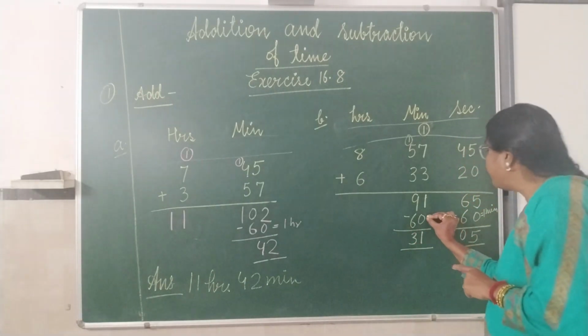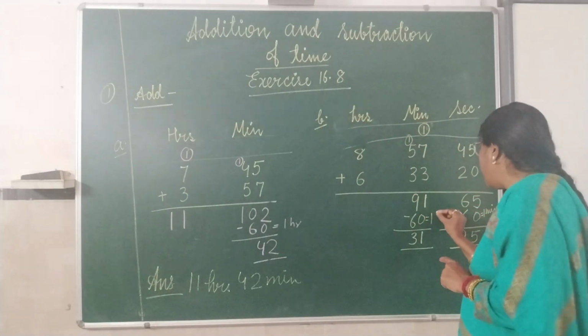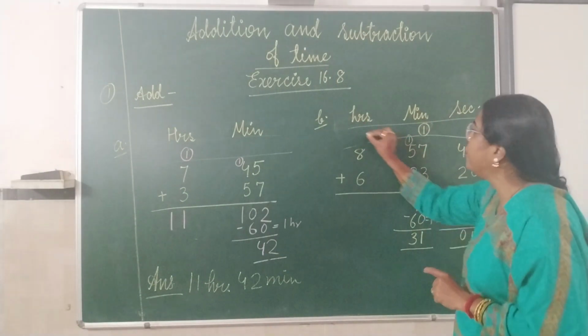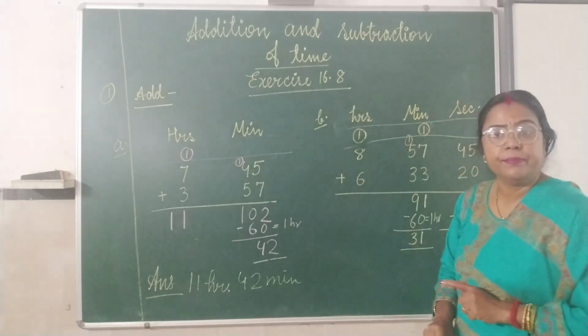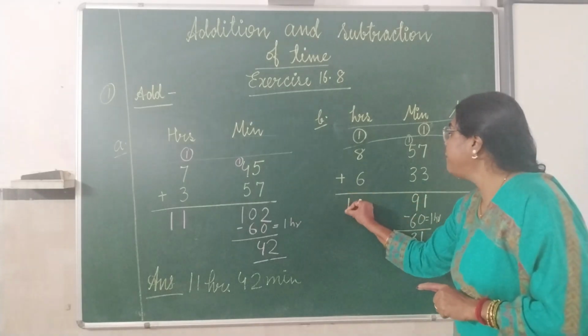This is 31, and what we have subtracted, 60 minutes, is equal to 1 hour, and where will this 1 hour go? It will be carried forward here. Now 8 plus 1, 9. 9 plus 6, 15.